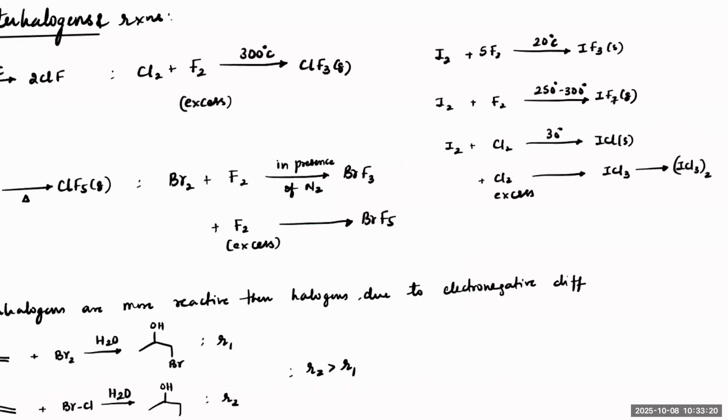I2 with F2 at 20 degrees, IF3 will form. And at 250 to 300 degrees, IF7 will form. With chlorine, you'll get ICl solid. With excess chlorine, you'll get ICl3, which will become a dimer product here.